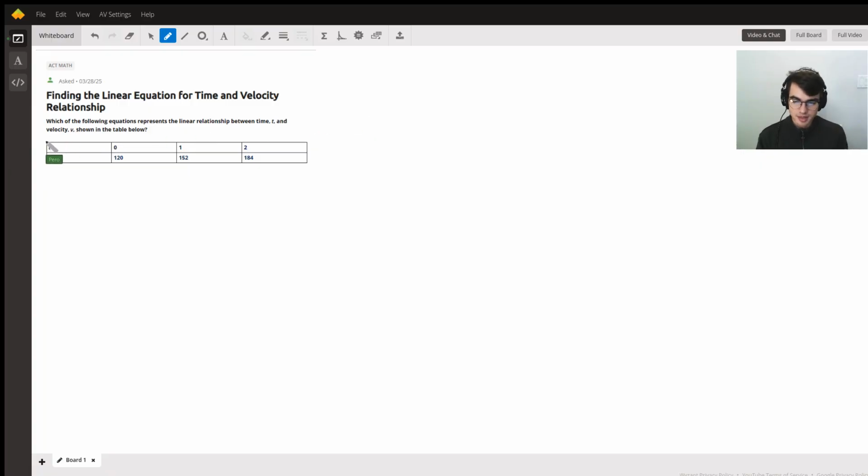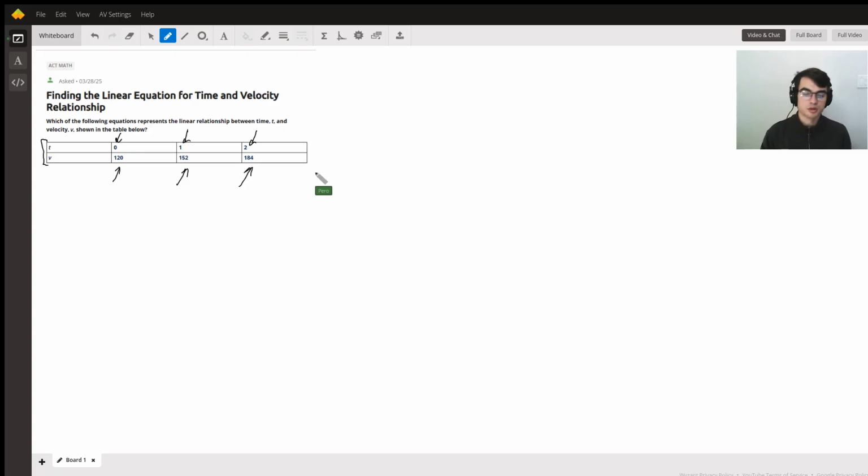We're given a table of time and three values for time: time is equal to 0, time is equal to 1, and time is equal to 2. And we're given three values for velocity. Velocity starts at 120 at time 0, goes to 152, and then goes to 184.